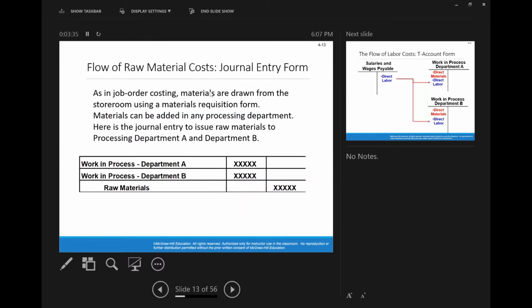So here's our journal entry. When we pull out of raw materials, we're crediting raw materials and debiting Department A and Department B. The only difference is instead of having one work in process, you have A and B.